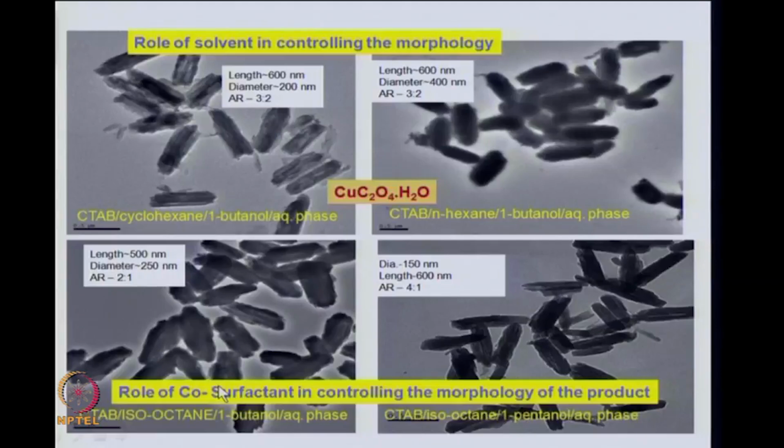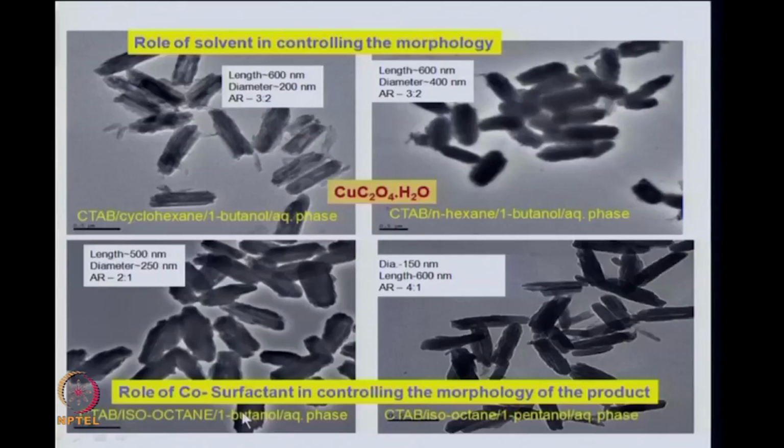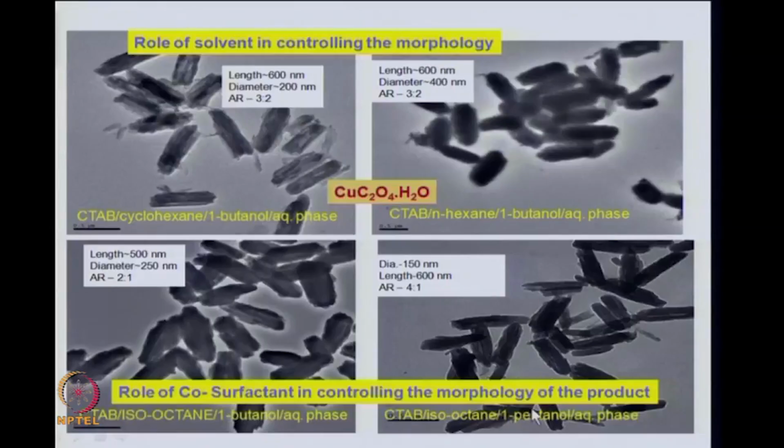The co-surfactant normally is an alcohol. So, in this case we have taken butanol and in this case pentanol. So, we have increased the length of the hydrocarbon chain from 4 carbon to 5 carbon, which brings about some changes in the morphology. So, you can bring about changes in the morphology from changing the solvent, the surfactant as we discussed earlier, and the co-surfactant.